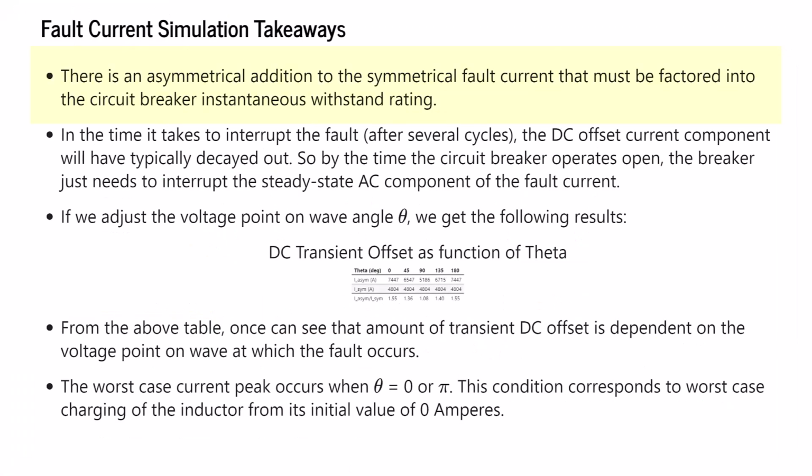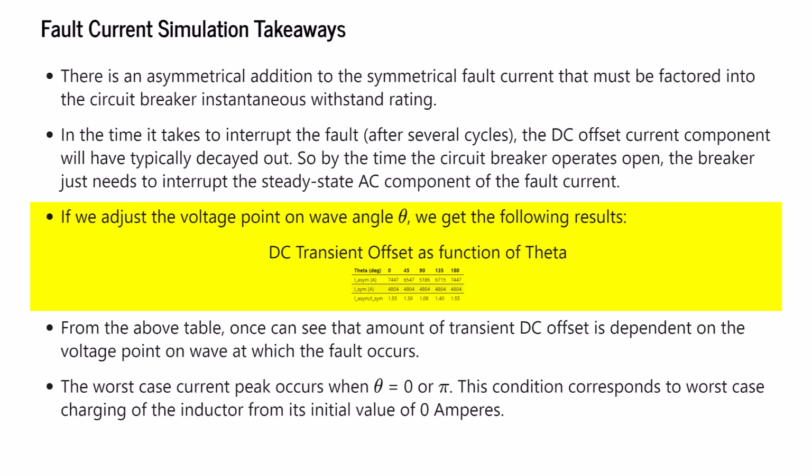Using the transient fault current solution in simulation, I have shown how we can quantify the asymmetrical addition to the symmetrical steady-state fault current. This DC offset needs to be factored into circuit breaker instantaneous withstand ratings. Normally, in the time it takes for the relay to send a trip signal and then have the circuit breaker operate, this DC offset current component will have decayed out. So the circuit breaker just needs to interrupt the steady-state symmetrical component.